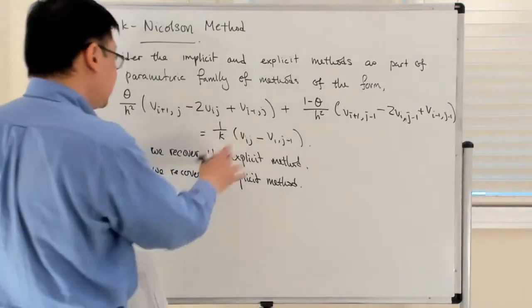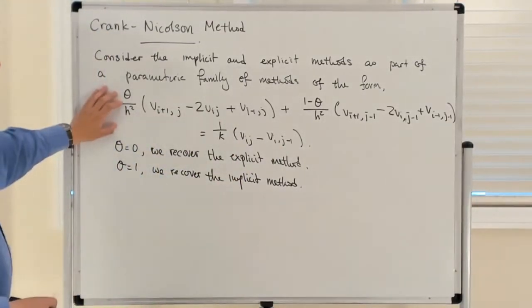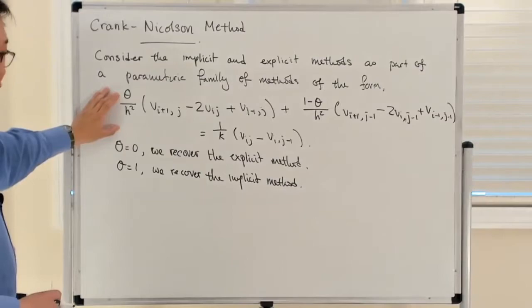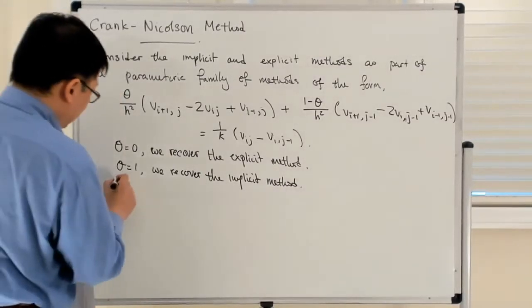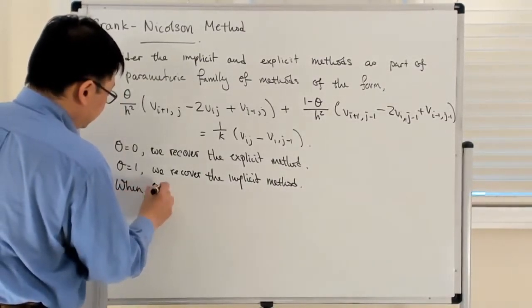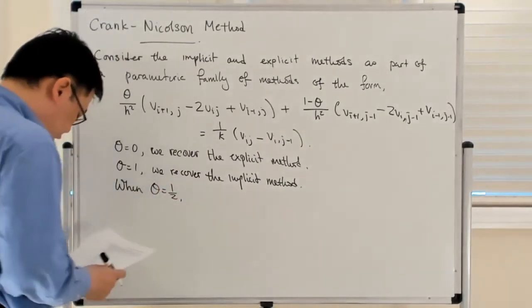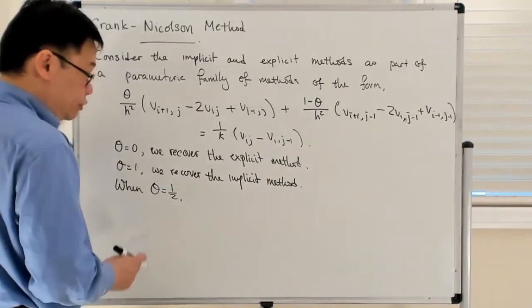So an interesting special case of this parametric family of methods is when theta is equal to 1/2, right? So when theta equals 1/2, we get what is known as the Crank-Nicolson method.